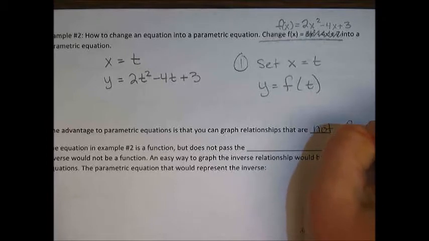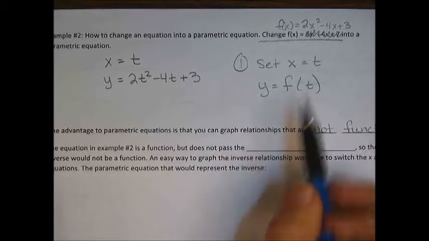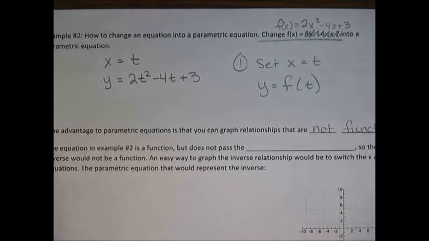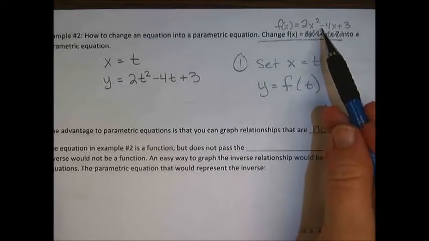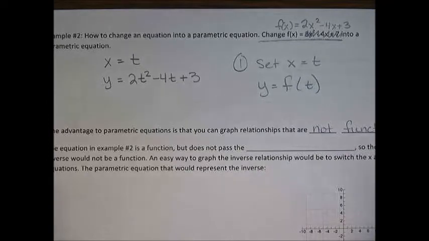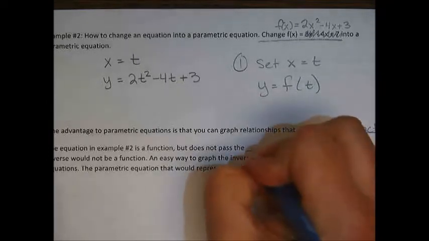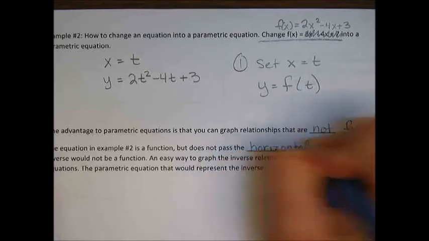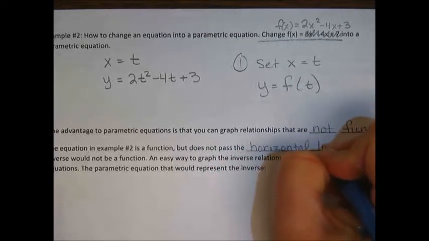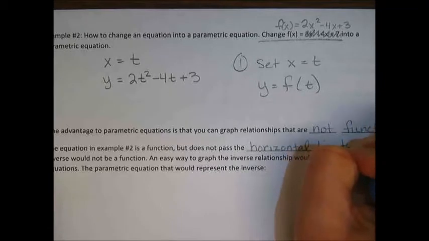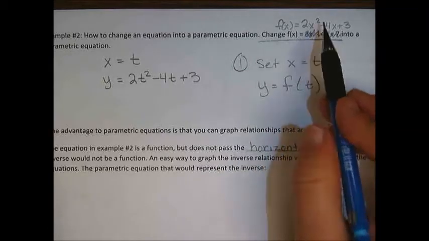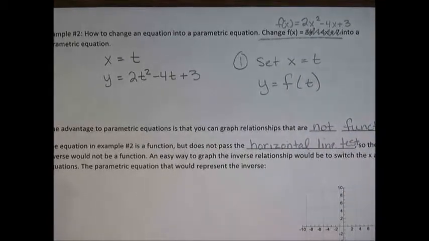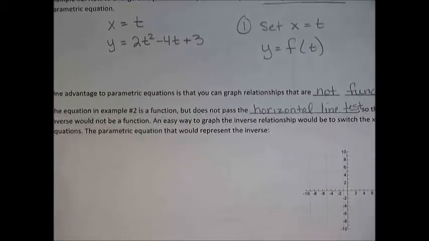And so one of the things we've done earlier this year is we've looked at this graph and we've decided whether the inverse would be a function. Well, we know this is a parabola, it's a quadratic, and a parabola does not pass the horizontal line test. And because it doesn't pass the horizontal line test, that means that the inverse relation of this function would not be a function. And I can find that and show that real easy with parametrics.